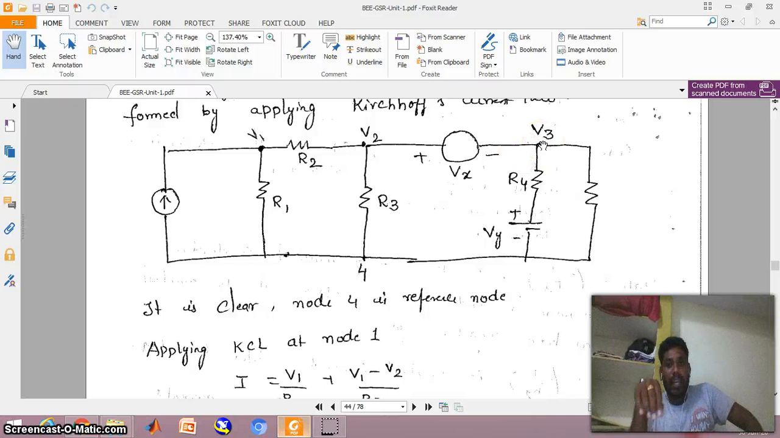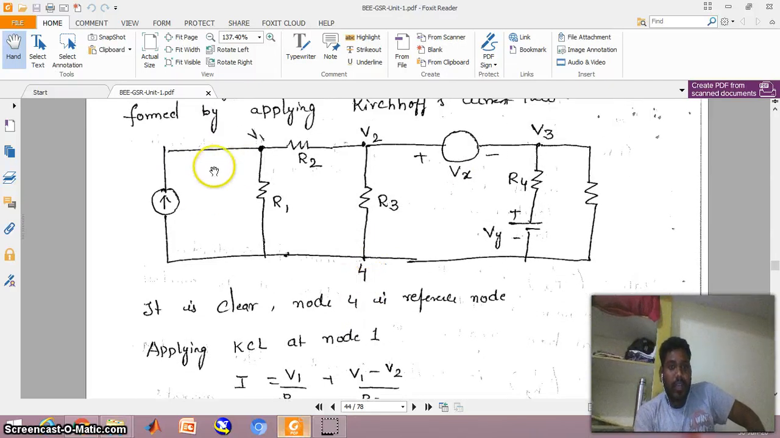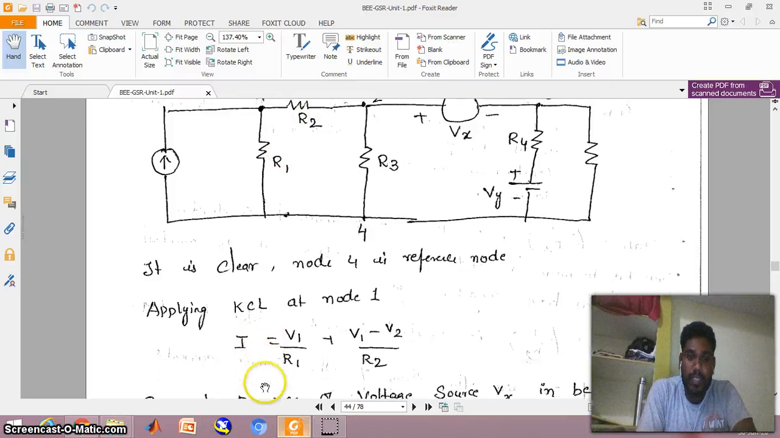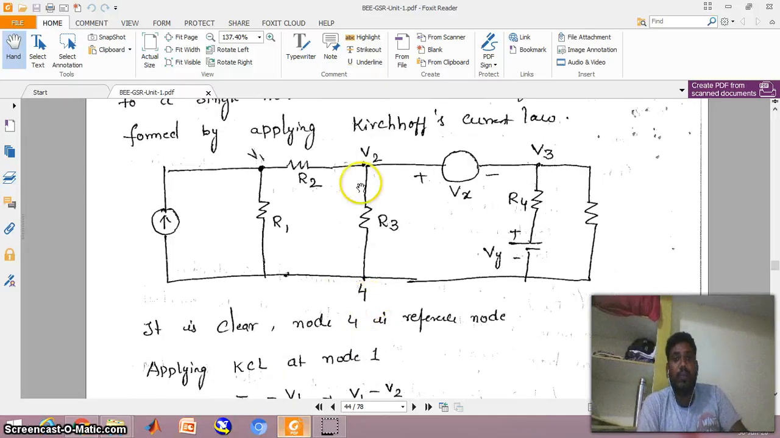So in nodal analysis, we apply KCL at each node. First node, apply KCL. The sum of entering currents is equal to the sum of leaving currents. Here the entering current is I. The leaving currents are the currents through R1 and R2. So I is equal to V1 by R1, that is the current through R1, plus the current through R2, which is V1 minus V2 by R2, because it is high potential minus low potential by the resistance value. This is equation 1 at node 1.